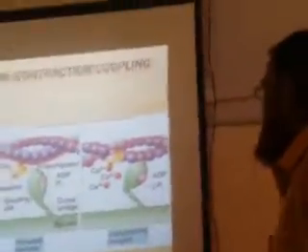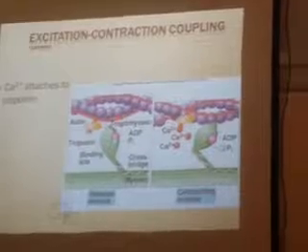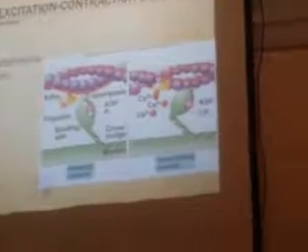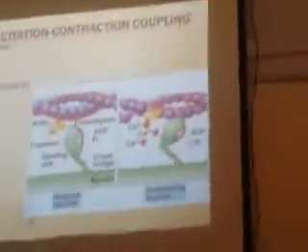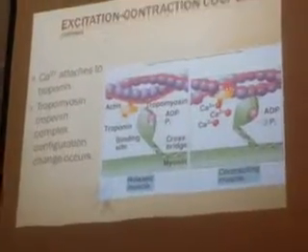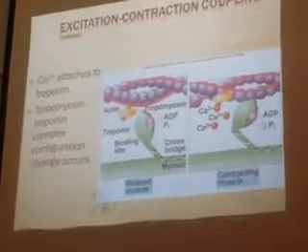The next step, you can see here, is calcium attached to the troponin. This is the relaxed muscle, and this is the contracting muscle. Calcium is attached to troponin C. The tropomyosin-troponin complex configuration change occurs. This is tropomyosin, troponin, and calcium binding. So the configuration changes occur.